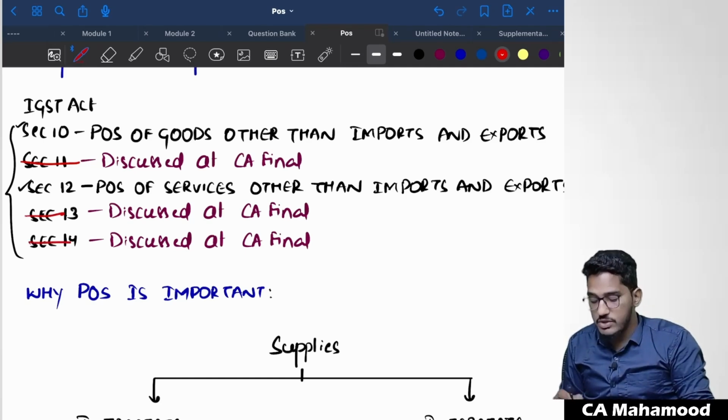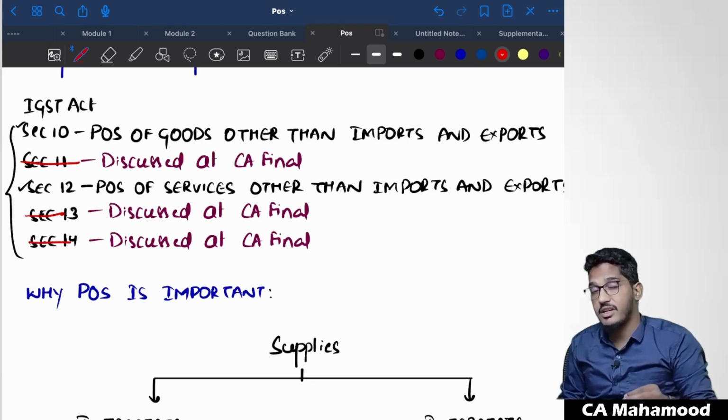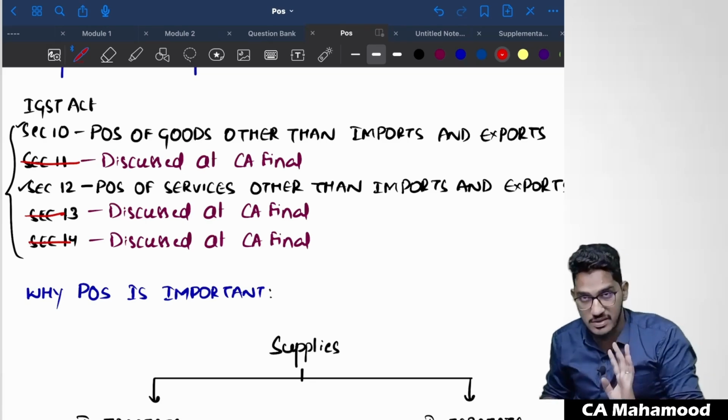Then we have section 14, which is talking about online information data access and retrieval services, OIDAR services, and place of supply related matters. That is also something which we'll discuss at the CA final level.